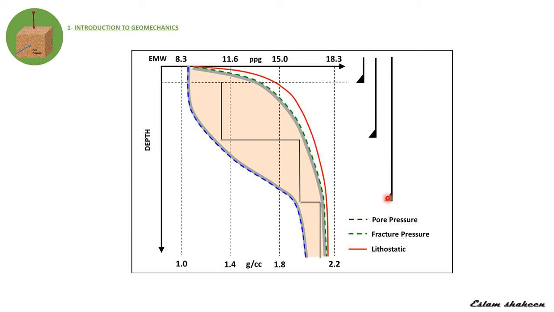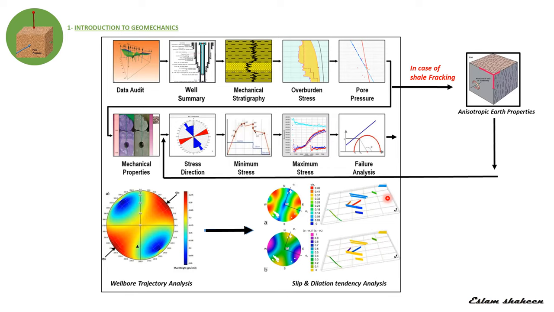Geomechanics modeling can mainly be summarized as follows. First, data auditing and data gathering. We gather the data from well logs. We gather the data from drilling or from the offset well. After that, we make what we call a well summary. It is a summary of the casings found in the well, the main problems found in the offset wells, and how we can mitigate them in the upcoming well.